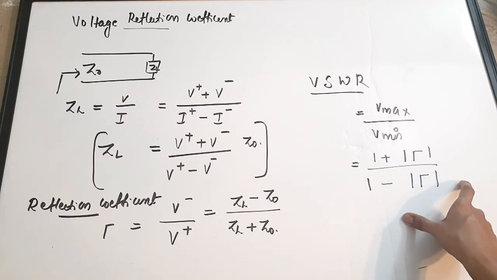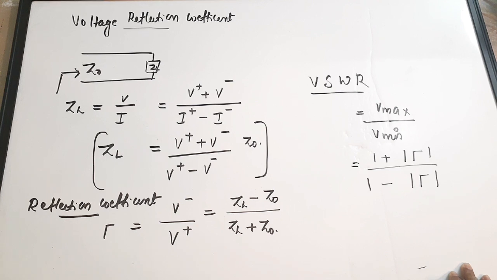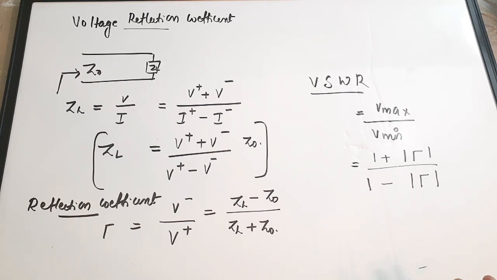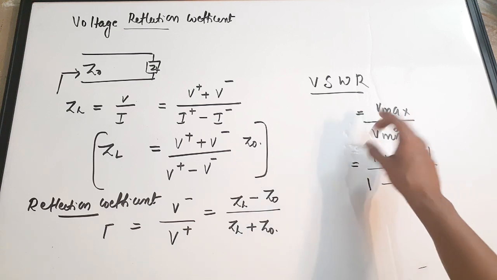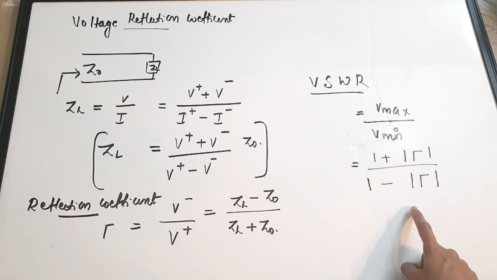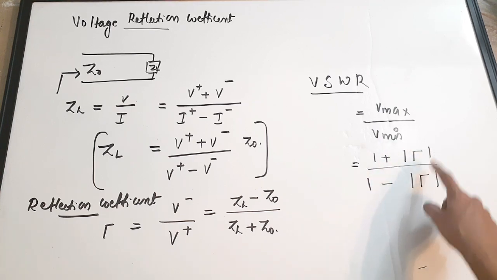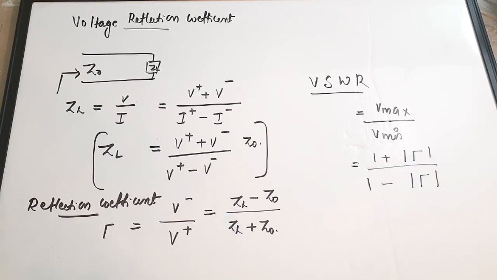Now, let us move on to the voltage standing wave ratio. How these voltage standing waves are generated, I have explained in much detail in that video, so I'll be sharing the link in the description. Anyway, voltage standing wave ratio is the ratio of maximum voltage in the transmission line to the minimum voltage in the transmission line. In terms of the reflection coefficient tau, you can represent it as (1 plus mod tau) by (1 minus mod tau), where tau is the reflection coefficient. So this is the relation for finding the voltage standing wave ratio.